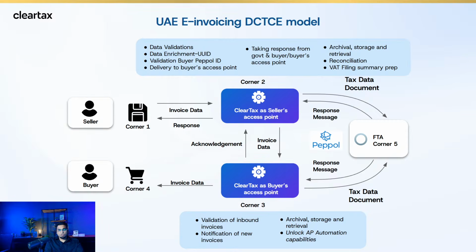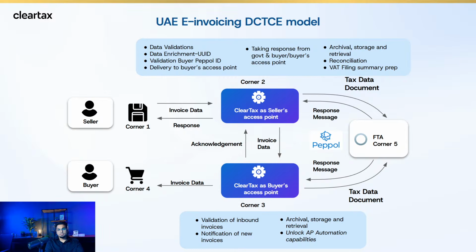And then from corner 2, once we do all these steps, we transmit the invoice to the corner 3 and to the corner 5. So there are a lot of transformations required in between. The data formats acceptable by the corner 5 and corner 3 would be different. And we manage all of that at corner 2 level. So we transmit the invoice to corner 3 and corner 5. And corner 3 delivers the invoice to the corner 4. So corner 3 is the ASP partner of your buyer.